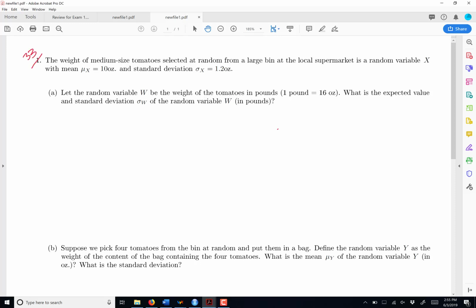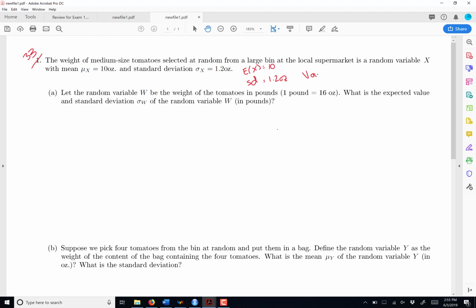This is problem 33 from your review. It tells us we have a weight of tomatoes, it's a random variable x, and we have a mean and a standard deviation. So our expected value, or our mean, for our tomatoes is 10 ounces. So we expect each tomato to be about 10 ounces, but it will change a little bit. And to tell us how much it might change, it tells us that our standard deviation equals 1.2 ounces.